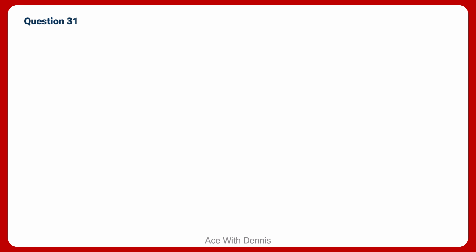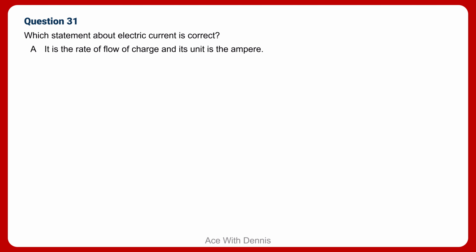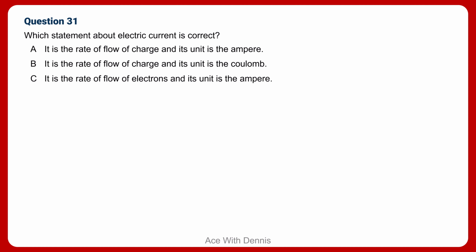Question 31. Which statement about electric current is correct? A. It is the rate of flow of charge and its unit is the ampere. B. It is the rate of flow of charge and its unit is the coulomb. C. It is the rate of flow of electrons and its unit is the ampere. Or D. It is the rate of flow of electrons and its unit is the coulomb.